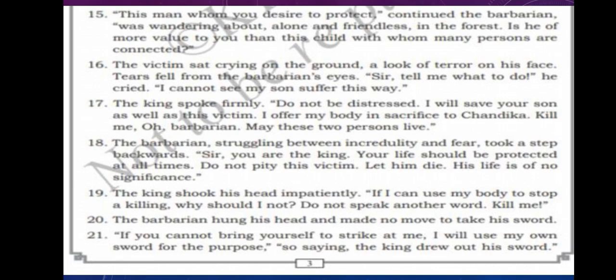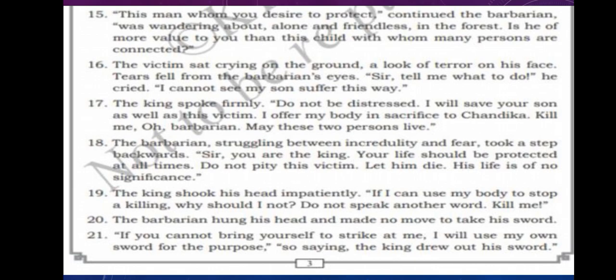The victim sat crying on the ground. Victim? The one who is brought for sacrifice is called a victim. A look of terror on his face, tears fell from the barbarian's eyes. "Sir, tell me what to do," he cried. "I cannot see my son suffer this pain." So he told, I cannot see my son suffering this pain.